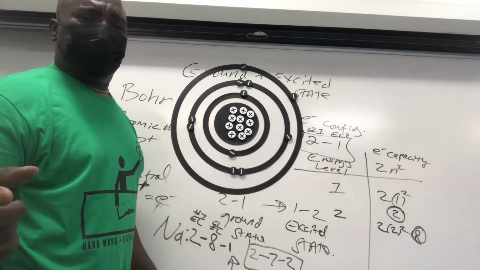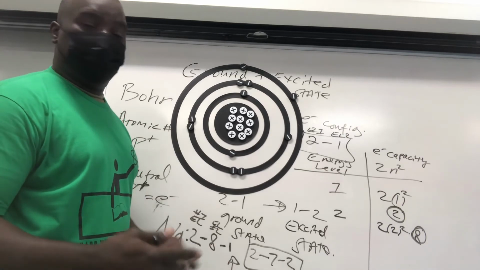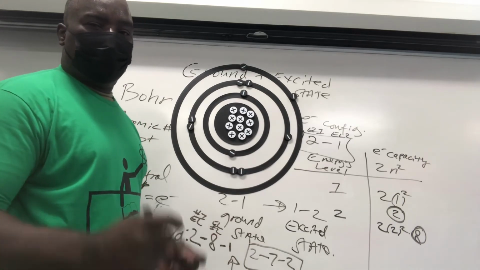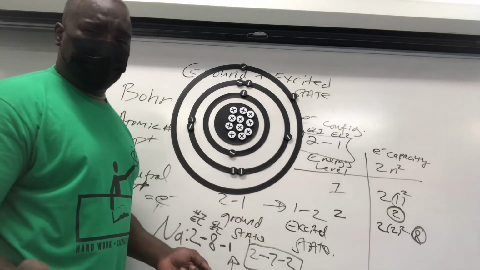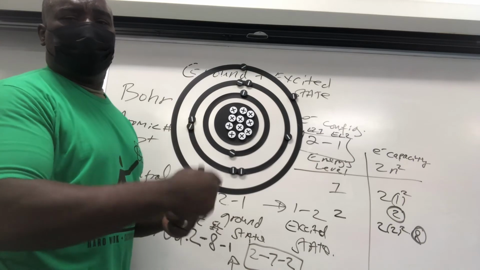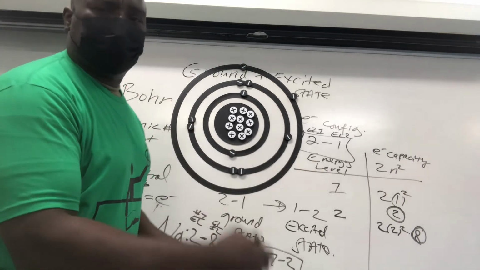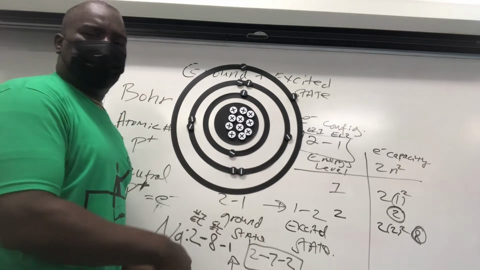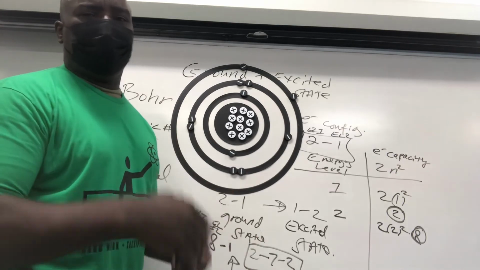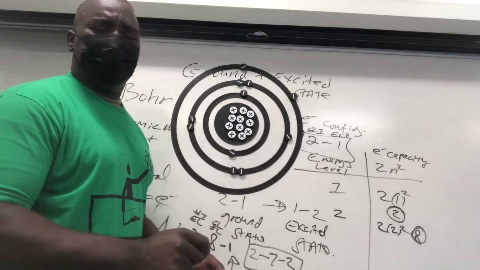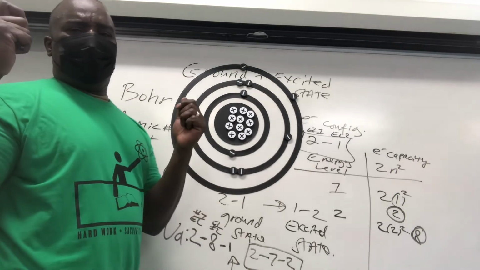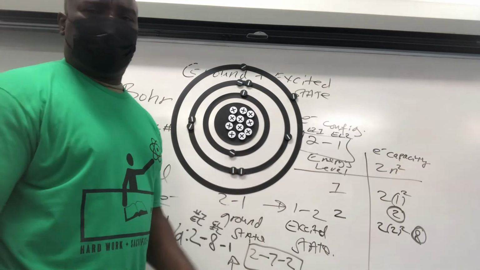Sometimes they even ask you, is this configuration possible? Well, you just simply look, in terms of energy levels, to see if the electrons have gone over the capacity. For example, in the second energy level, if they have 9 or 10 electrons, major violation. Or in the first energy level, you have 3, 4, 5, or whatever, anything above 2, major violations. That's how you know an impossible configuration. But they mostly ask you ground state and excited state.